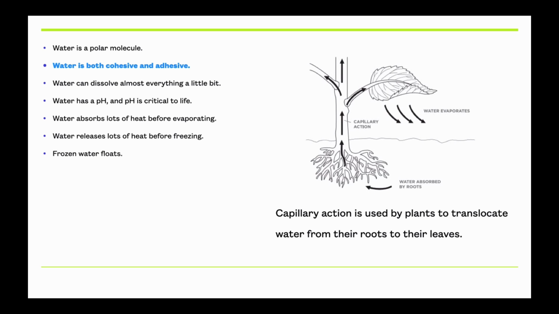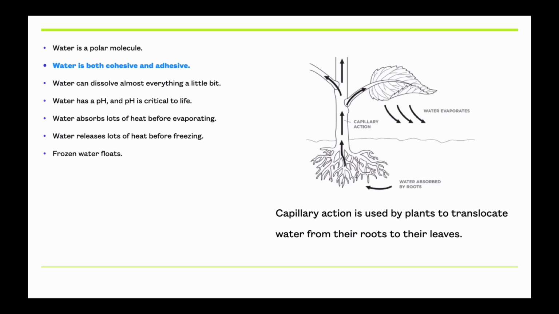Now, this is incredibly important to plants because plants can use this cohesion and adhesion to produce a property called capillary action. And capillary action is the combined force of cohesion and adhesion that plants use to pull water upward from their roots to their leaves. And they can do this without using any energy because this is just physics. This does not require any energy from the plant to do this.